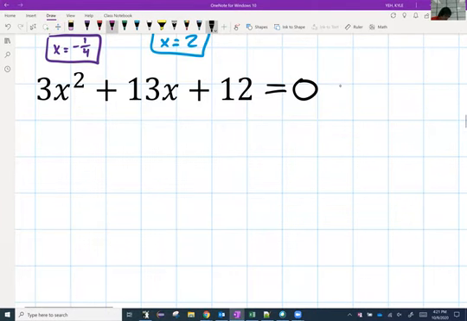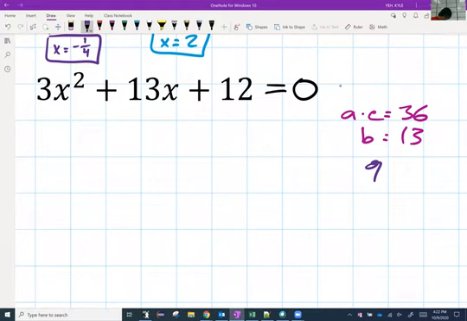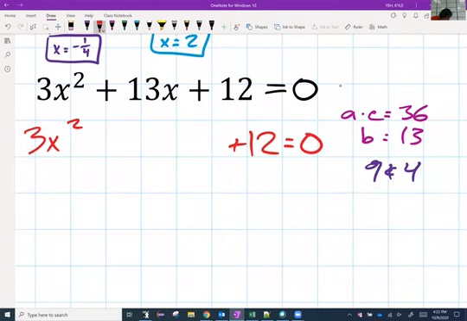So if you're still with me, a times c in this one, 3 times 12 is 36, b is 13. So I'm looking for two numbers that multiply to be 36, add to be 13. 36 times 1, 18 times 2, no. 12 times 3, no. What about 9 times 4? 9 times 4 is 36, 9 plus 4 is 13. So I'm going to say 3x squared plus 12 equals 0. And remember, we're breaking up that middle, plus 9x plus 4x.